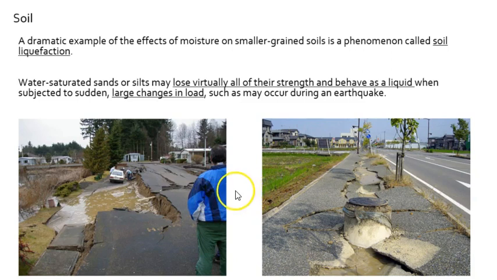Here, the dramatic effect of moisture on smaller grained soils is something that's called soil liquefaction. This is basically what happens with quicksand, essentially. So sands and silts basically lose all of their strength and act like liquids when they're subjected to large changes in load. So here, this is pointing out that after an earthquake, this is what occurs, and the soil basically loses all of its bearing capacity and just becomes liquid. That's what quicksand is, essentially.